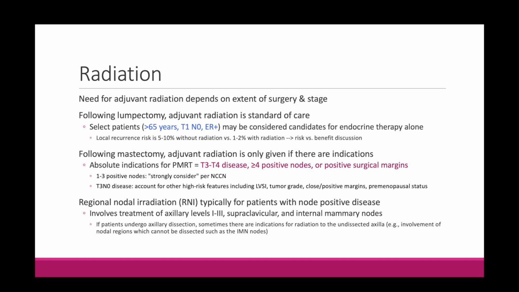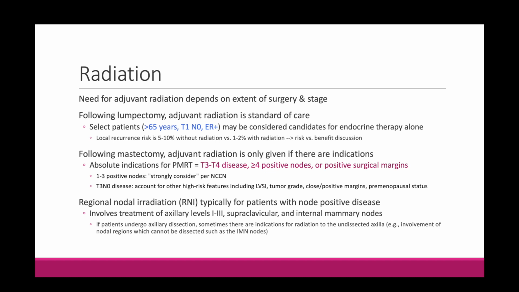Remember, we always want to go after those margins, but after a mastectomy, sometimes there's really no tissue left for the surgeon to operate on. And so then in that case, we do have to settle for radiation to the chest wall, plus maybe a boost to that area of positive margin. If patients have 1 to 3 positive lymph nodes, we strongly consider post-mastectomy radiation per NCCN guidelines. And T3N0 disease is another area of controversy. So for T3N0 disease, we might take into consideration other risk factors, such as whether or not there was LVSI, if it was high grade, if they had close or positive margins, or if they're premenopausal.